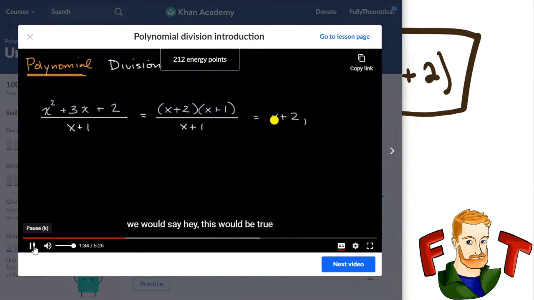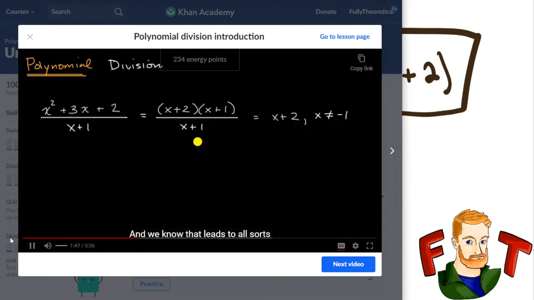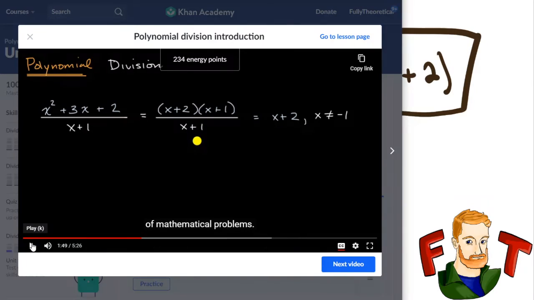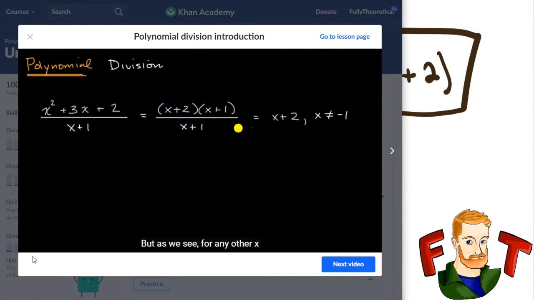To be precise, we would say this would be true as long as x does not equal -1, because if x equals -1 in this expression or in this expression, we're going to be dividing by 0, and we know that leads to all sorts of mathematical problems. And obviously I missed that too, but we'll just move on. But as we see, for any other x, as long as we're not dividing by 0 here, this expression is going to be the same thing as x plus 2. And that's because x plus 2 times x plus 1 is equal to what we have in this numerator here.